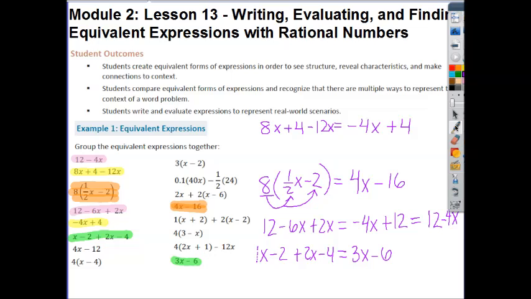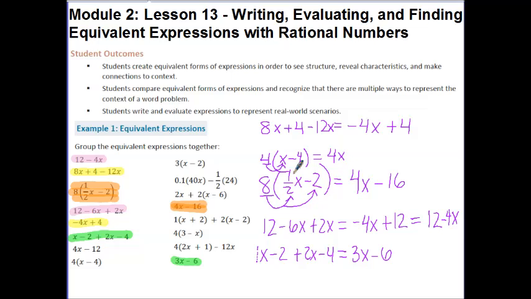Looking at the next expression, 4x minus 12 cannot be simplified. I can't combine the 4x and the 12 because they are not like terms. But if I look at the next problem, 4 times (x minus 4), I can distribute in that problem. So let's distribute 4 times x minus 4. If I multiply the 4 to the x, I get 4x. And if I multiply the 4 to the negative 4, I get negative 16. You can see that that's actually equivalent to one that we've already found. So let's label that with the same color as 4x minus 16.